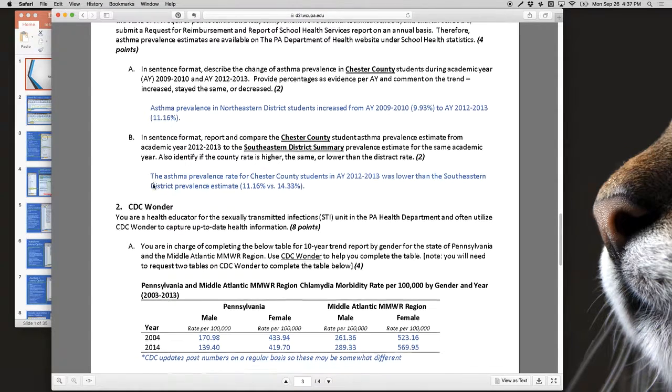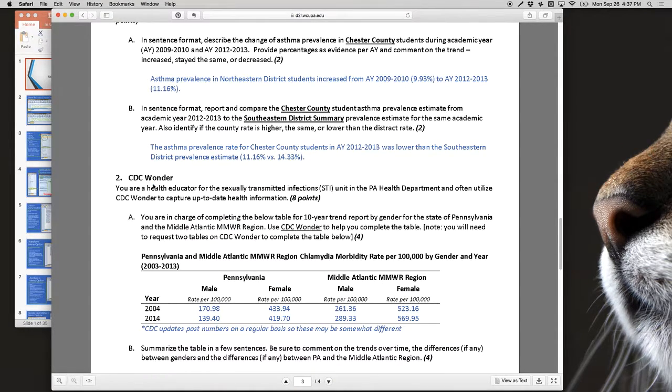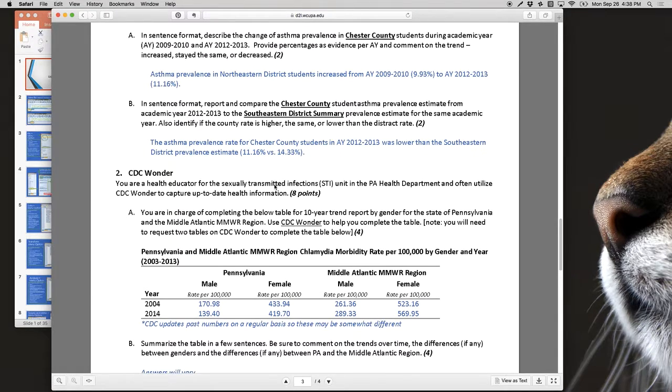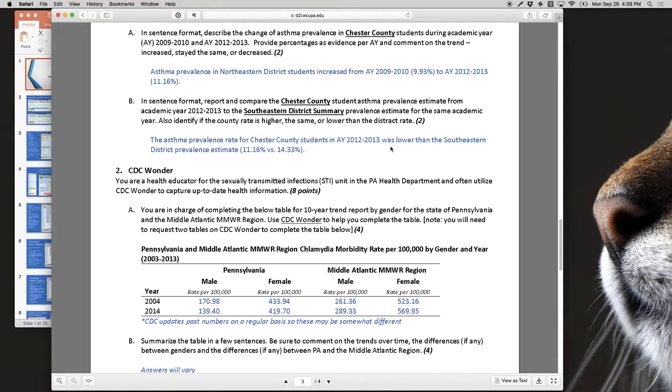This second part of that question was asking you to compare Chester County to the Southeastern District overall. So the 2 rates would be this 11.16 and 14.33%. And I was also looking for you to say that the Chester County rate of 11.16 was lower than the district rate of 14.33.